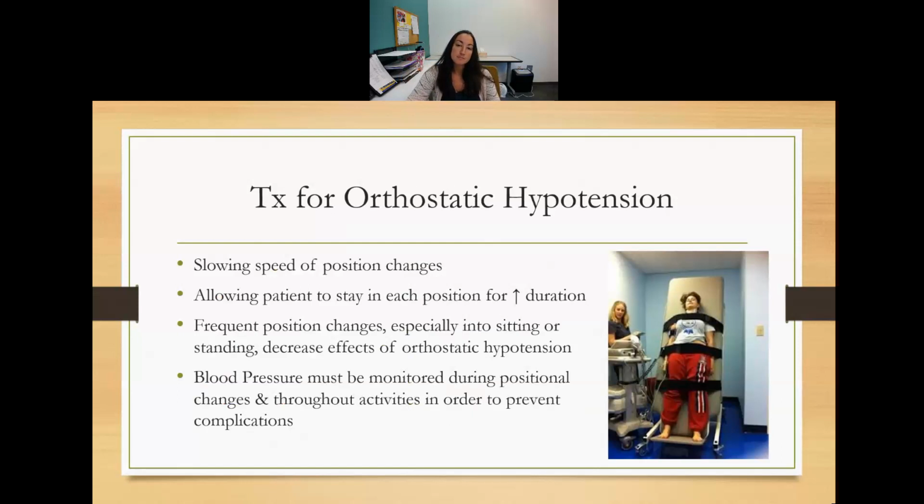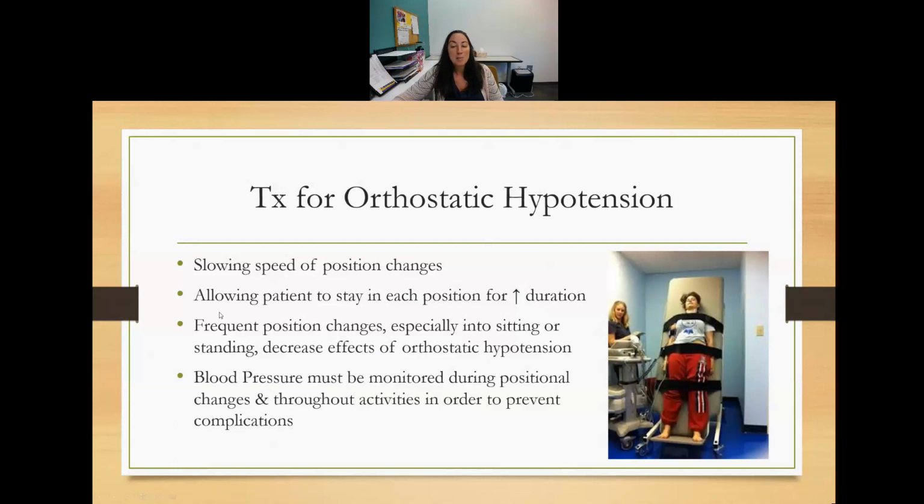Some of the treatment considerations when working with somebody who has orthostatic hypotension: slowly change positions. Let them sit in each position for a while before you go to the next position to allow them to recover a little bit. Make sure you ask them how they're feeling. If they need to sit back down once you stand, have something close by so that they can.